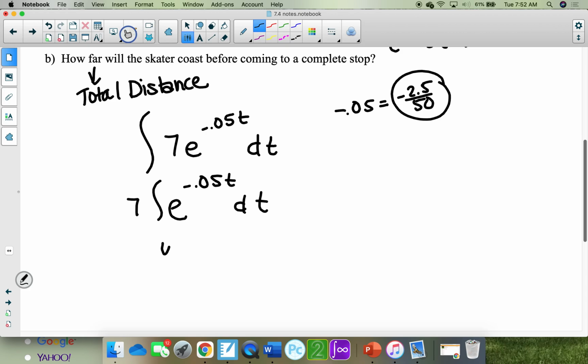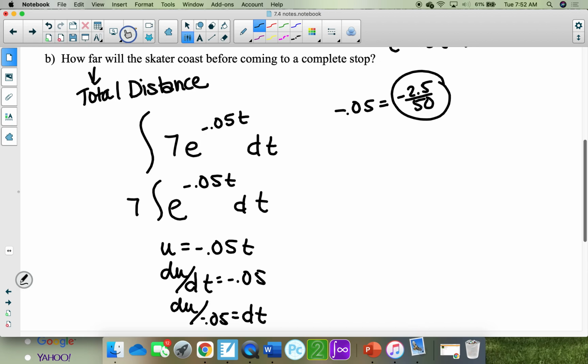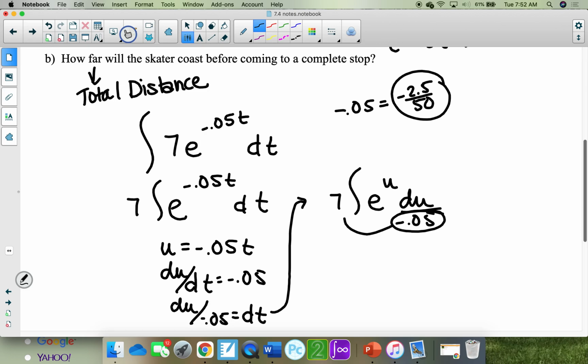And then I'm going to use u substitution from 7.2. I'm going to let u equal negative 0.05t. I'm going to find the derivative of that, so du divided by negative 0.05 is equal to dt. Then I'm going to leave the 7 and the e, replace the negative 0.05t with the u, and replace the dt with du over negative 0.05. So that can come out now. So how do you integrate e to the u du? It's just e to the u, so it's 7 divided by negative 0.05 e to the u plus c.